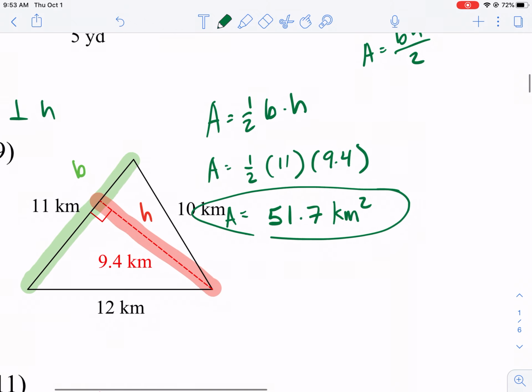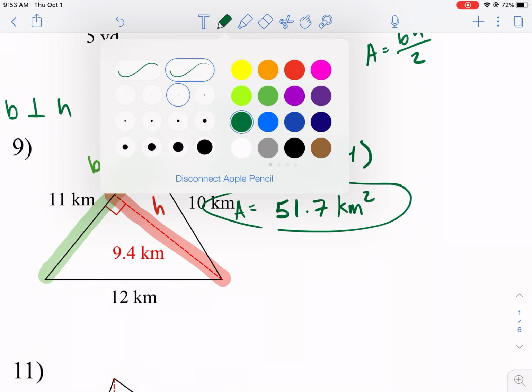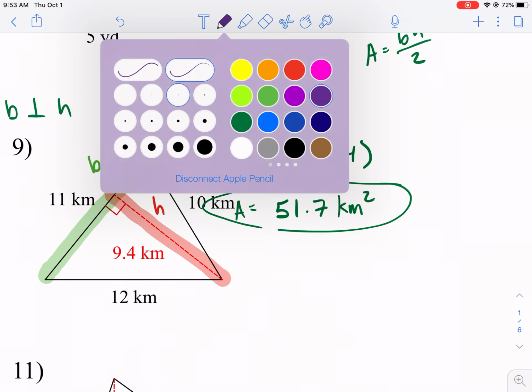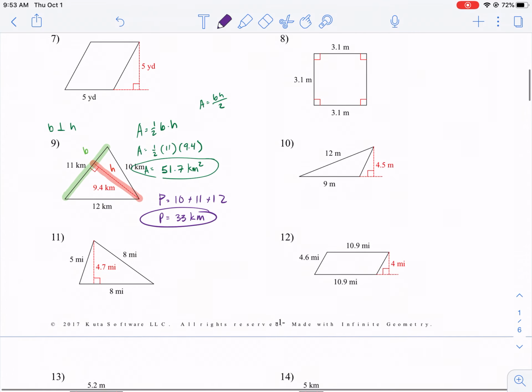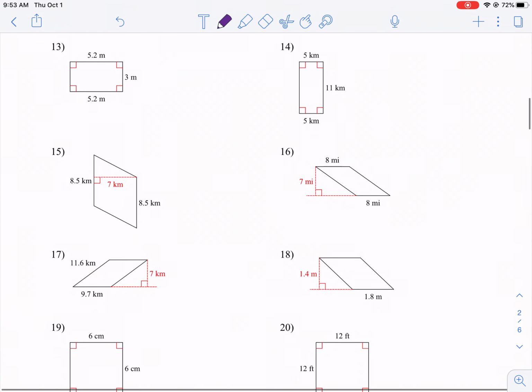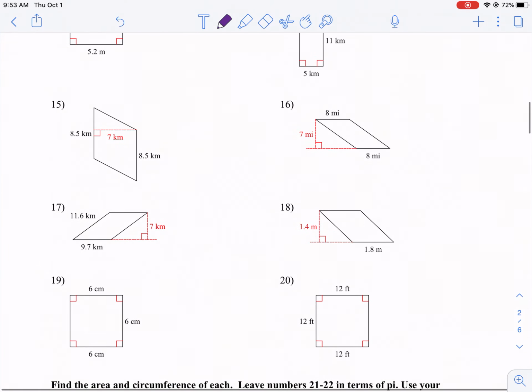So here's our area. Perimeter for triangles, there's no set formula because each triangle is different. So our perimeter is just going to be adding up all the sides. So we have 10 plus 11 plus 12. So that's 21, 33. So we have 33 and then kilometers. That's our units. Okay, and that's a good sampling of the top portion. You should be fine with these ones as well. It's just all the same shape.